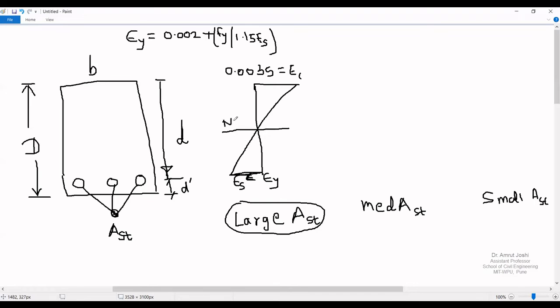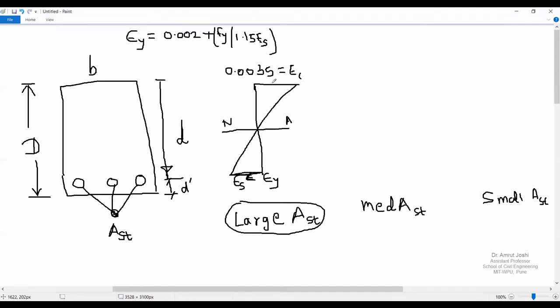Therefore, this is the location of the neutral axis at the time of failure. So this is not the elastic neutral axis. This is the location of the neutral axis at the time of failure. You can see clearly by looking at this bending strain distribution diagram that in this case, the extreme compression fibers reach their ultimate compressive strain prior to the steel reaching its yield strain, and therefore the failure occurs due to crushing of the extreme compression fiber concrete.